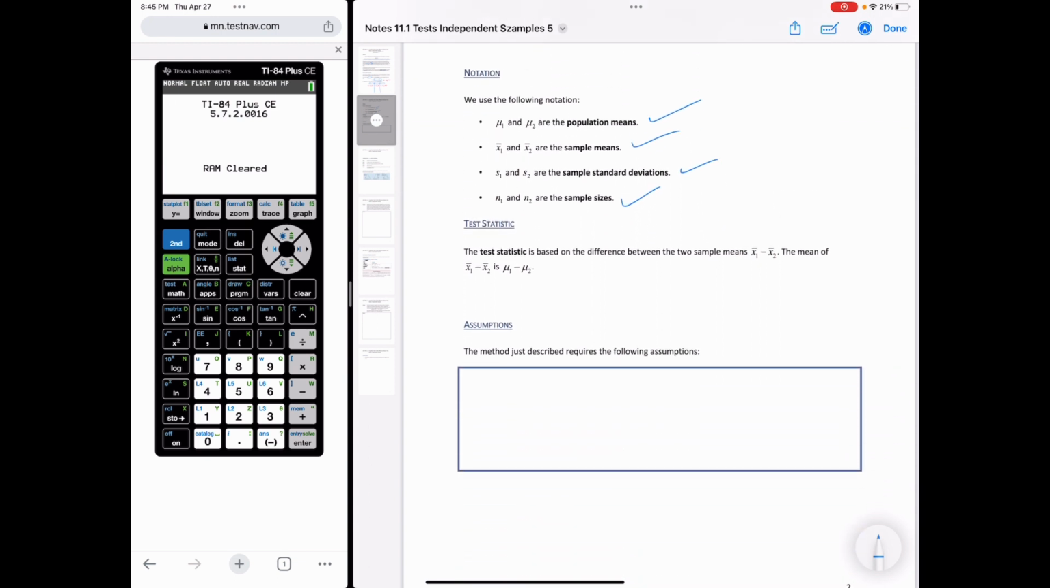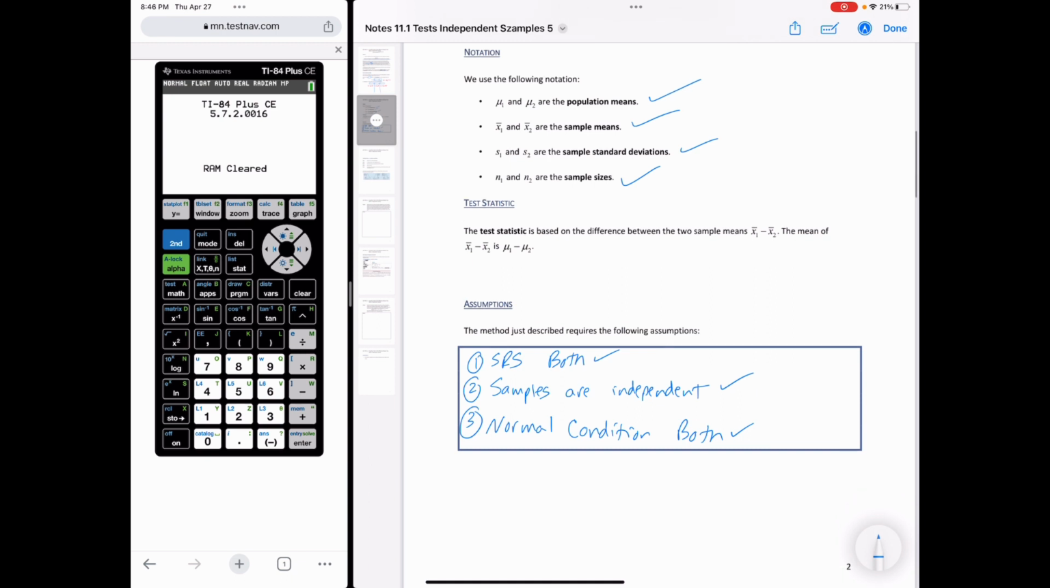And I'm going to have the same assumptions. I'm going to have 3 assumptions. My first is that I have an SRS from both groups. My third is the normal condition. And you know you're going to have to do more than that to show that it's normal, but it's going to be something to do with normal. And the second is that the two samples are independent. In other words, I don't think what happens with the computer group has anything to do with the other.